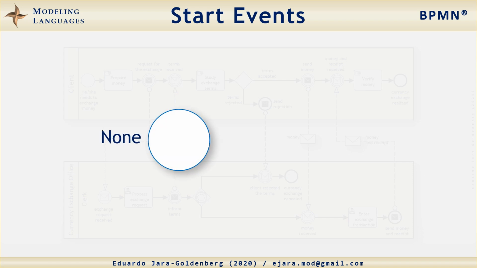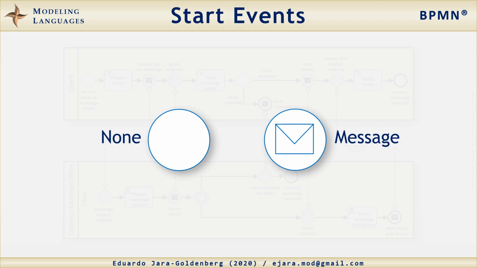The none start event does not have a defined trigger. A message start event is triggered when a message arrives from a participant. The actual participant, from which the message is received, can be connected to the event using a message flow.